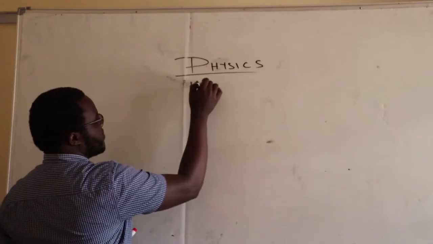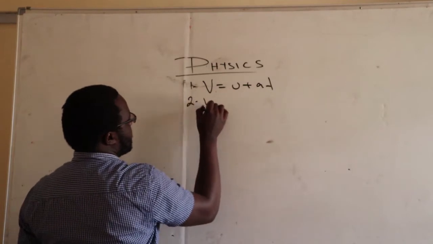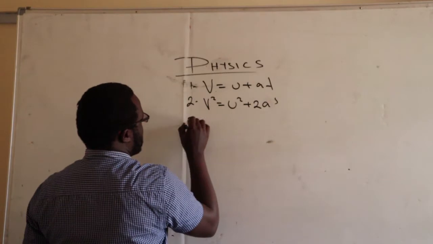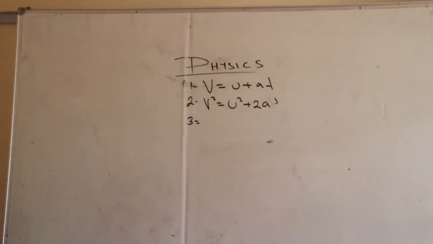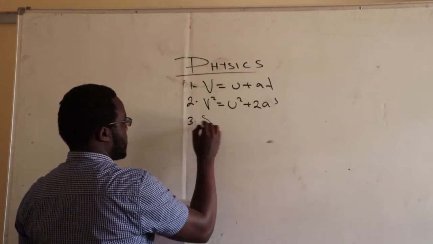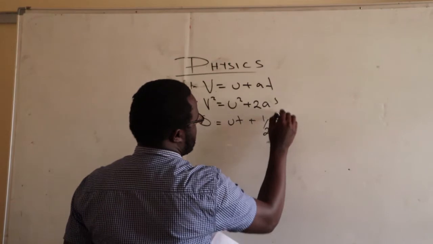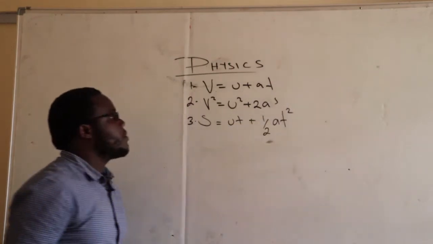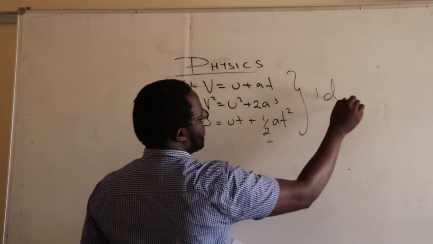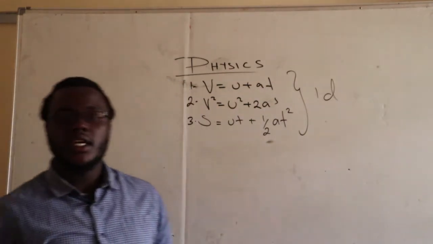The first one was V equals U plus AT. The second one was V squared equals U squared plus 2AS. And the third one was S equals UT plus a half AT squared. Remember that we said these are motions in one dimension, also known as linear motions. However, we can have motions in two dimensions.